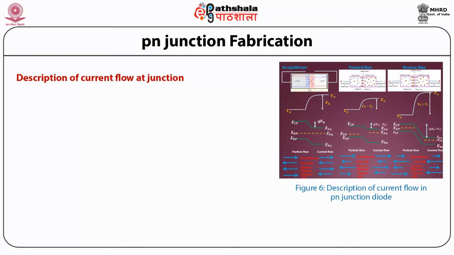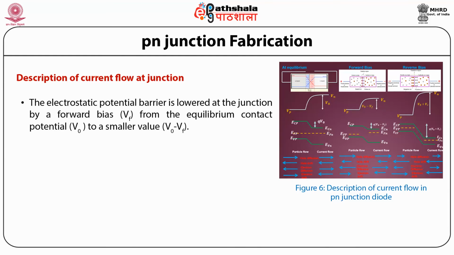So this figure shows or describes the current flow in the three configurations, that is at equilibrium, when a forward voltage is applied, and in the case of reverse bias. The electrostatic potential barrier is lowered at the junction by a forward bias Vf from the equilibrium contact potential V0 to a smaller value V0 minus Vf.